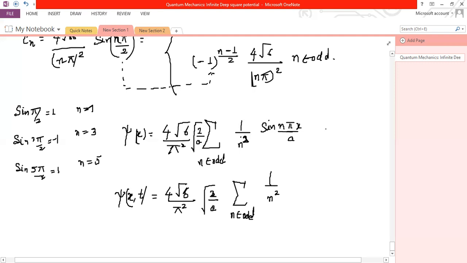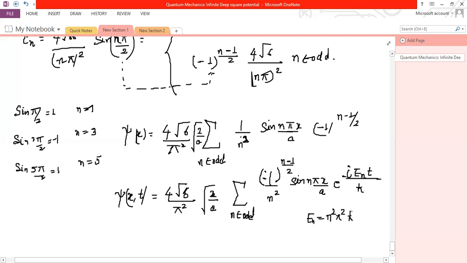Oh, I forgot to write minus 1 raised to power n minus 1 upon 4. So this will be minus 1 raised to power n minus 1 upon 2 and upon n square. And then I have the sine of n pi x upon a. And then e raised to power minus iota En t upon h bar. And I hope you don't want me to express this En. En, you know, is equal to n square pi square h bar square upon twice m a square.